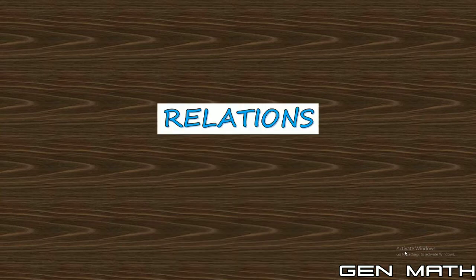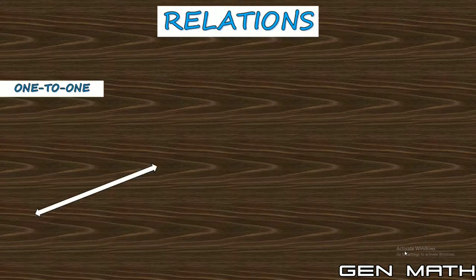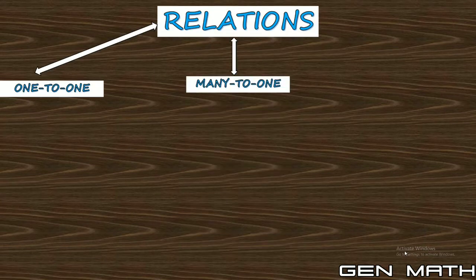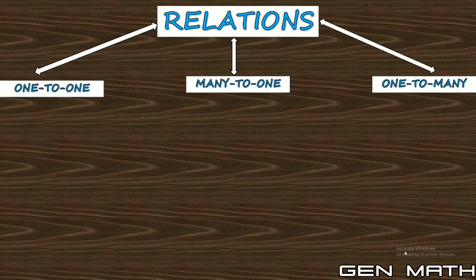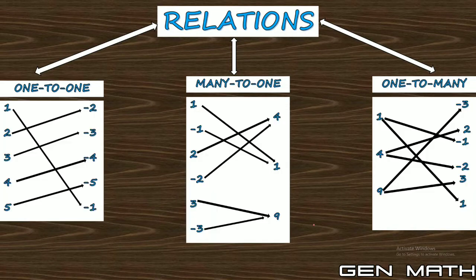Okay, so let us proceed with the three types of relations. First, we have one-to-one relation. Second, we have many-to-one relation. And last, we have one-to-many relation. So, from our previous examples, those are examples of one-to-one relation. Now, let us see the difference of these three types of relations. For one-to-one, each element of the range is mapped to one element of the domain.